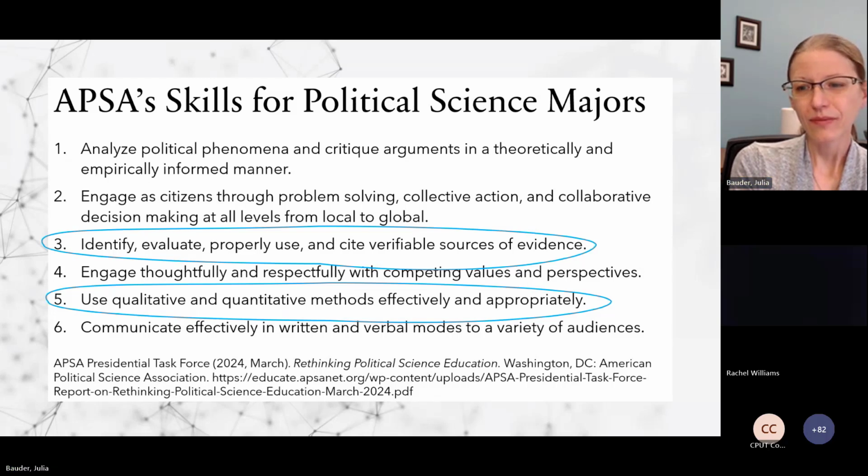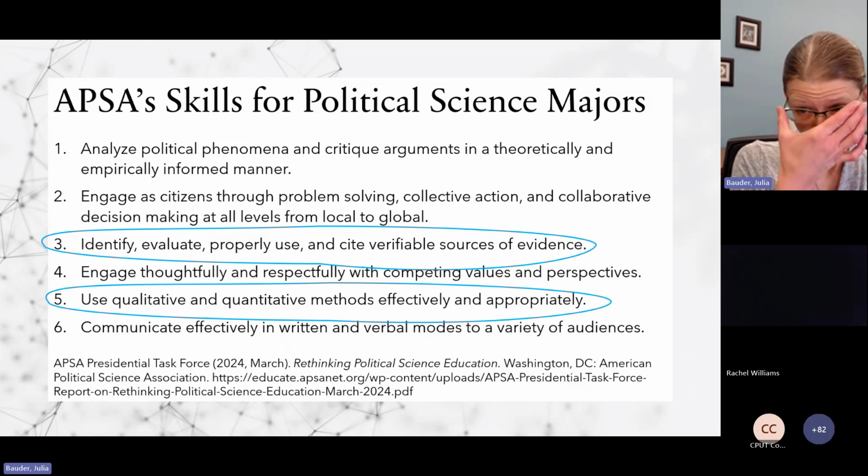Let's see. The American Political Science Association just this spring released a report called Rethinking Political Science Education. And political science is a very data-driven field these days, so it seems like a logical place to look for data literacy. And if you look at just the names of their 6 skill objectives for political science majors, number 3 and number 5 look like they could be very much on point.